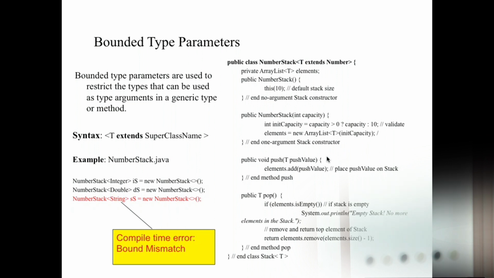Now we have an ArrayList, the same class Stack, but we want it only for numeric values. So we extend it with Number. Now you can use this NumberStack. You can push Number type values, and that will be fine. But if you try to push a string value, you will not be able to do that. You will get a compiler error.